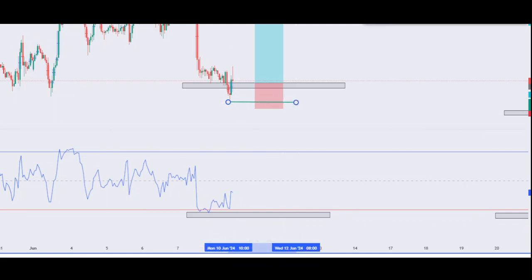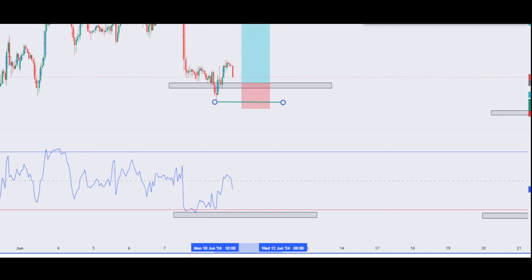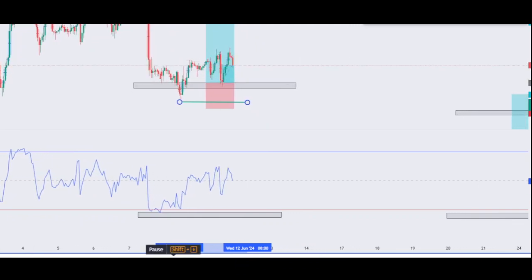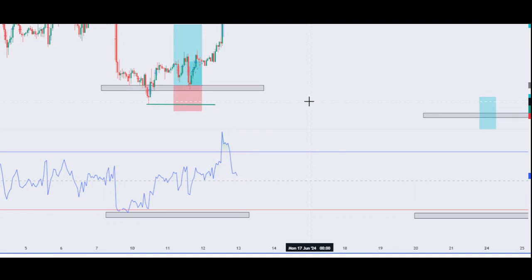Then let's play the candlestick. Boom, price activates our buy limit order. Then look at what the price action is doing. Boom, price came back to the entries. Boom, price reached our take profit level. That is how to trade bullish RSI divergence.